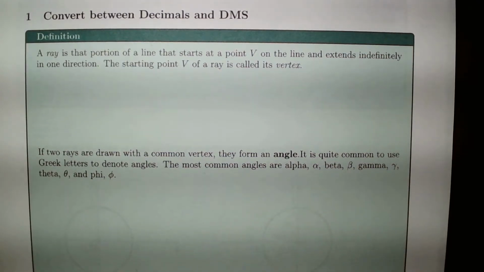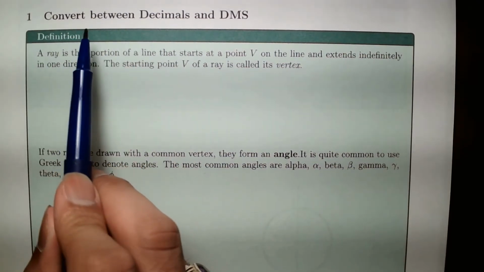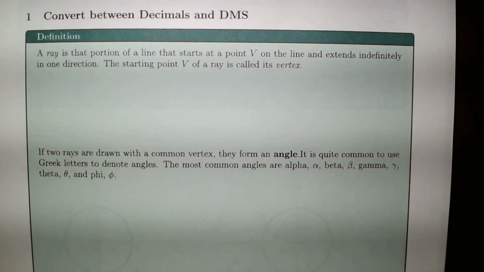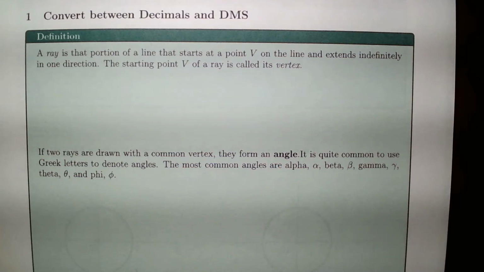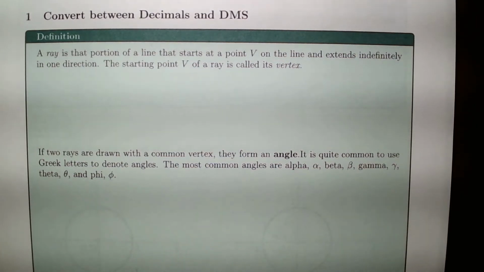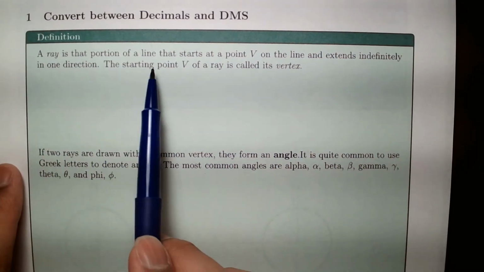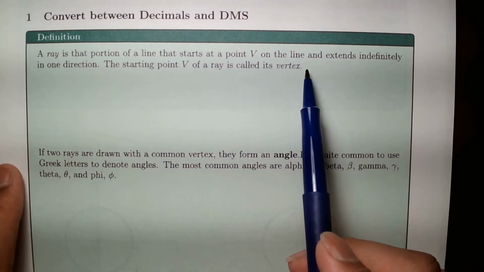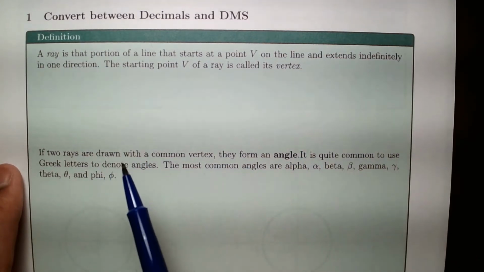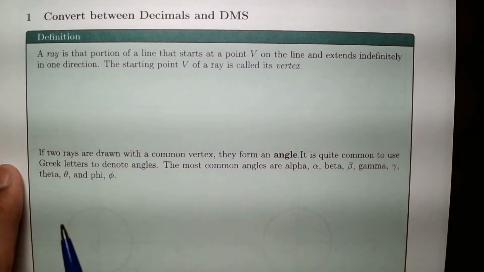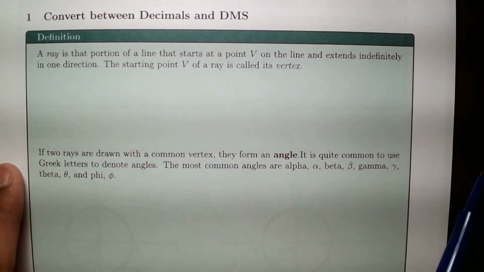All right, so in this part of the section we are going to discuss converting between decimals and degrees, minutes, and seconds. But we need a little bit of background to put that together well. So let's define what a ray is. A ray is a portion of a line that starts at a point V on the line and extends indefinitely in one direction. The starting point V of a ray is called its vertex.